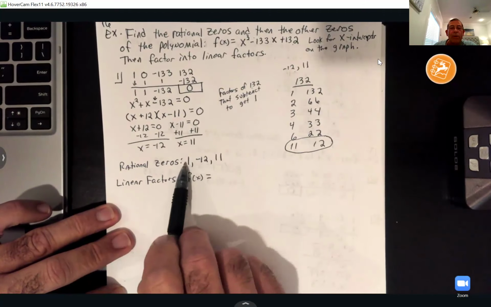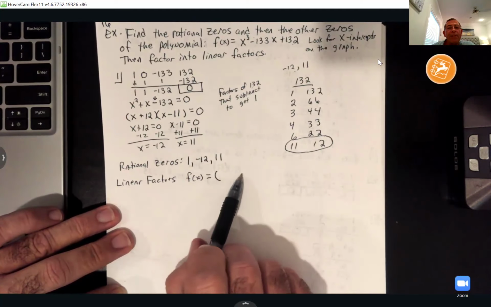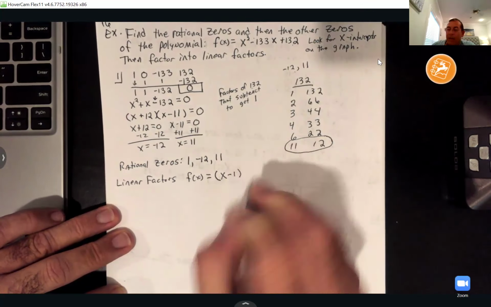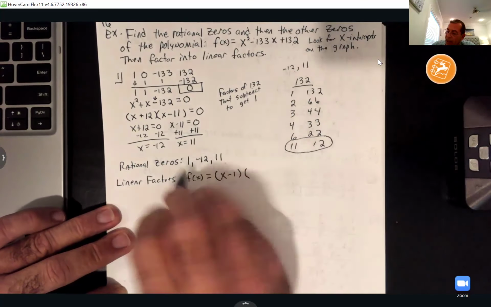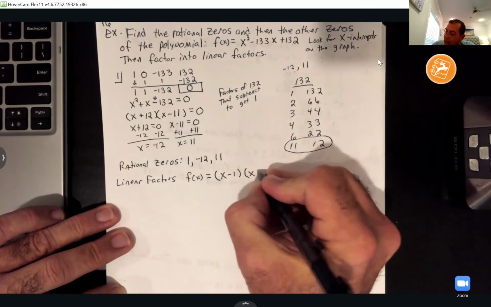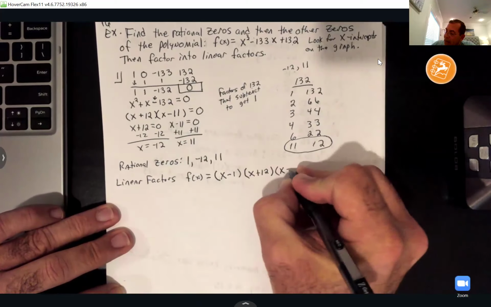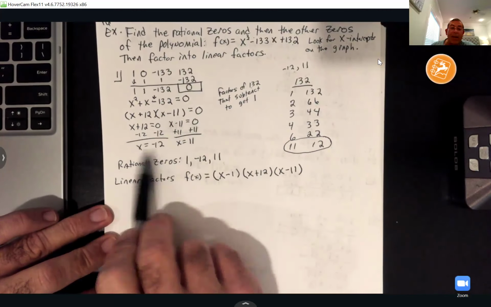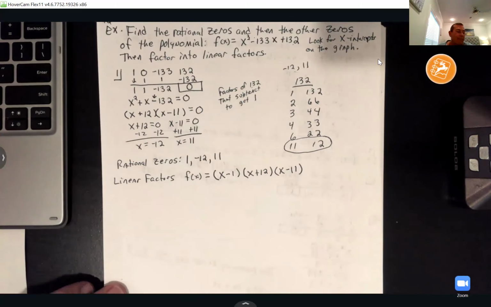What we got to do is put all three of these zeros in parentheses. But remember, when I write them as factors, the 1 will be minus 1. The factors always have opposite signs than the zeros. And then that one was negative 12, so this will be x plus 12. That was a positive 11, so this will be x minus 11. Right, here's the factors we had when we found the zeros. So notice how the 12's positive and 11's negative. All right, y'all, so that's what they're doing on that one.